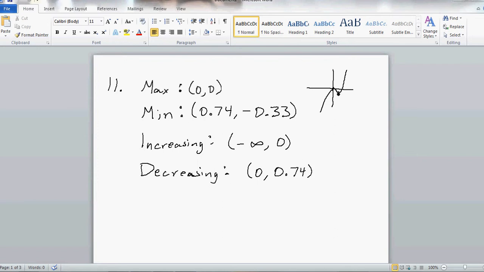But then at this point I start increasing again. So I start increasing again at 0.74 and go on forever, all the way to infinity. And so I'm increasing from negative infinity to 0, and then 0.74 to infinity, and I'm decreasing between 0 and 0.74.